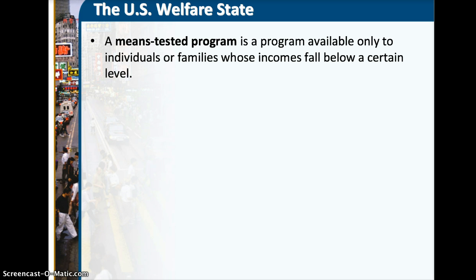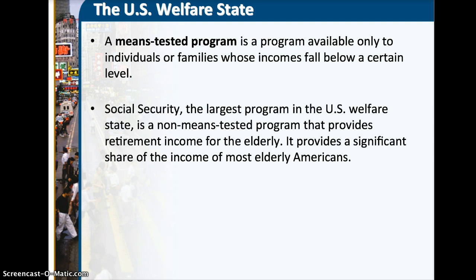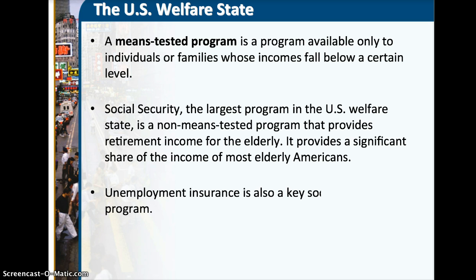The U.S. welfare state. A means-tested program is a program available only to individuals or families whose incomes fall below a certain level. Social Security, the largest program in the U.S. welfare state, is a non-means-tested program that provides retirement income for the elderly. It provides a significant share of the income of most elderly Americans.